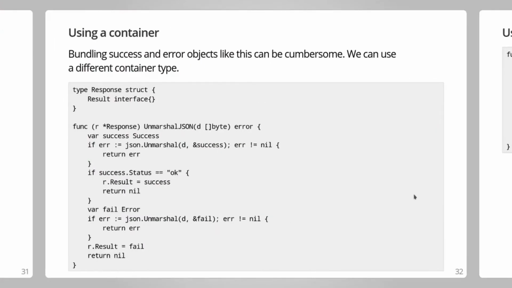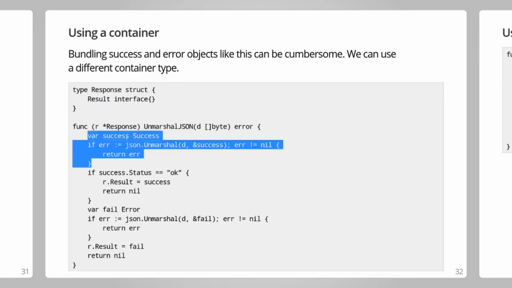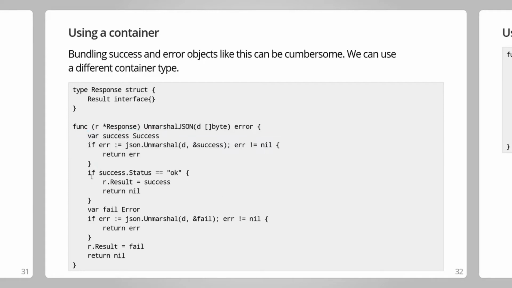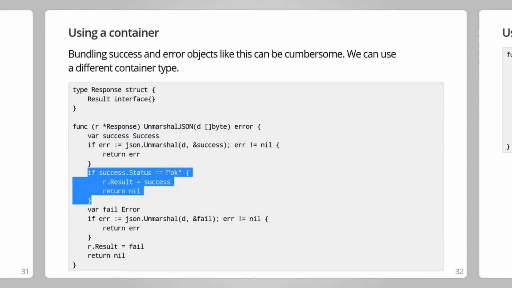So here I'm still using the same success and error structs as before. I'm only changing the response struct. So rather than having both success and error embedded, I've just created this result field that's an empty interface. Now let's look at the custom unmarshal function. So here I create a value of type success, again, the one I defined a moment ago. I unmarshal to that, same as before, and also same as before, I check to see if the status is okay. If it is, then I set the result to success and return nil.